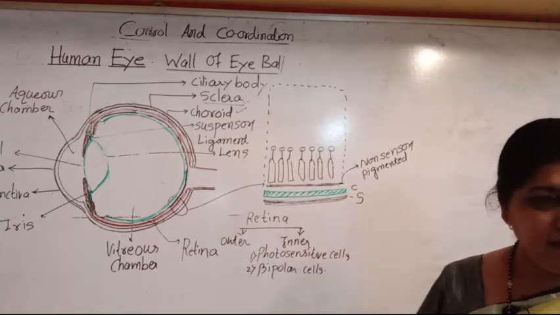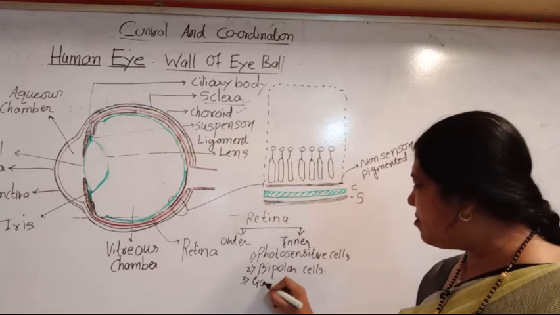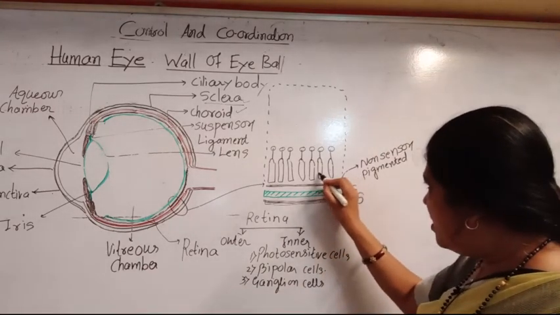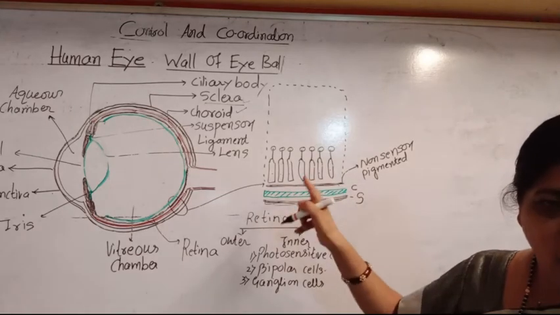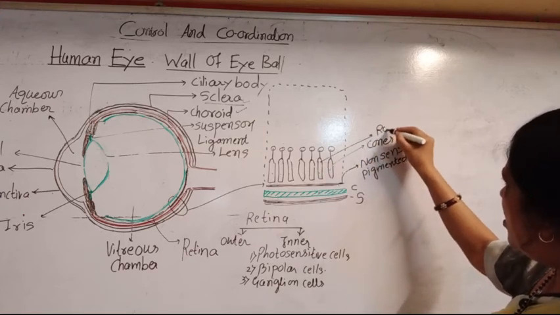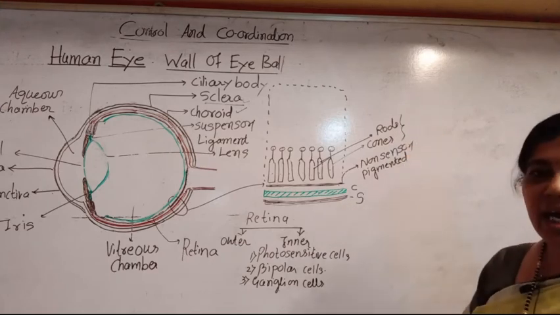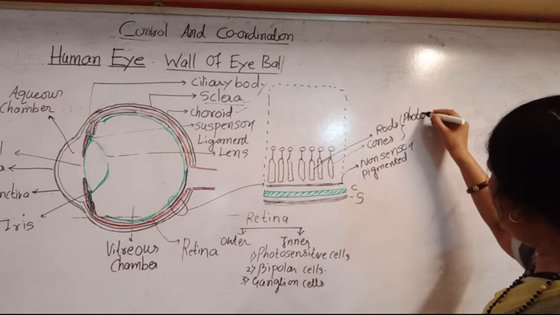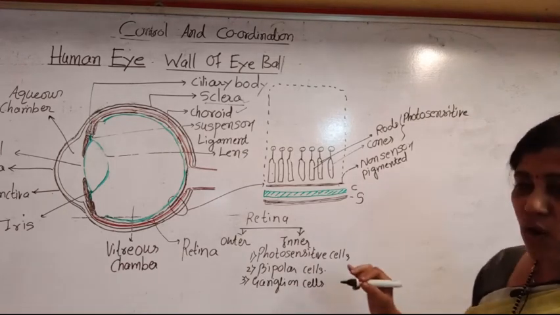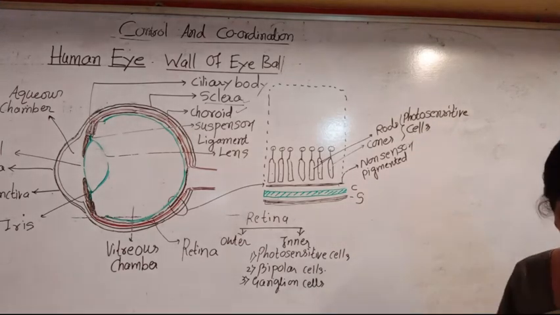Where bipolar cells are present? Bipolar cells are present in the retina of eye. Number 3, ganglion cells. So these are rod and cones. These are cones, cone shaped cells, and these are rods. These are light sensitive cells or photosensitive cells. Rod and cones are responsible for sensation of light, and hence these are called photosensitive cells.